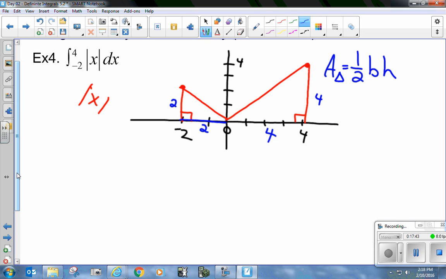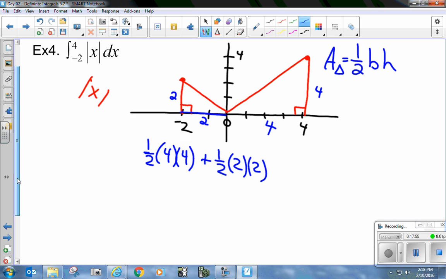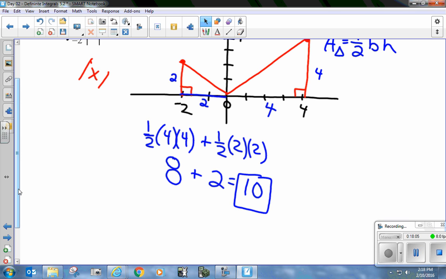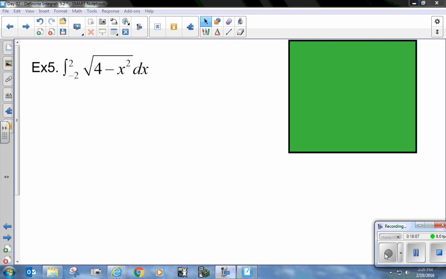So I now have 1/2 the base times height, which is 4 times 4, plus 1/2 2 times 2. What do I got? Half of 16? And what's half of 4? There you go. Sometimes it's a lot easier. Bam. All right, here's another one. This doesn't seem obvious that it's a shape.